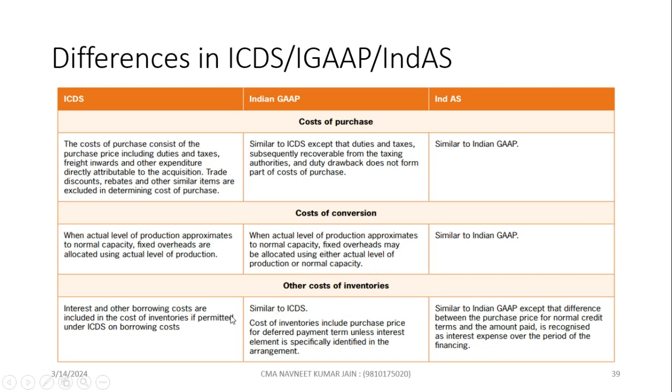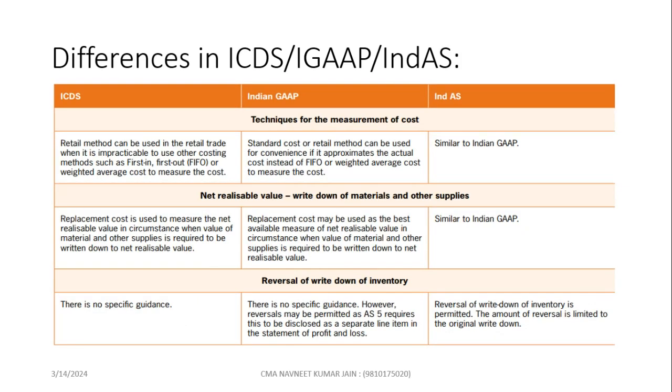Interest and other borrowing costs are included. Here it is more or less similar, but the cost of inventories includes the purchase price for deferred payment terms unless the interest element is specifically identified in the arrangement. So this is very rarely done. But here the interest and other borrowing costs in ICDS are included in the cost of inventories if they are allowed as per the ICDS standard on borrowing cost. So this is again in contrast with the GAAP and AS provisions.